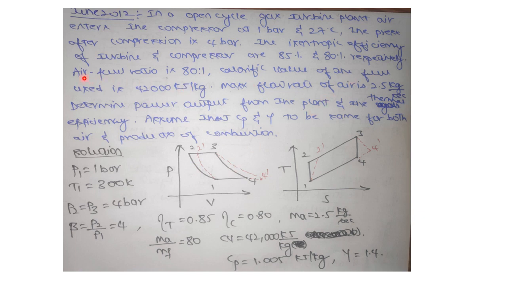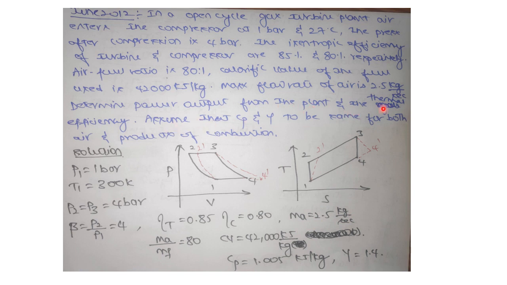Air to fuel ratio is 80:1. This is very important. Mass flow rate of air divided by mass flow rate of fuel is given as 80, and we shall see how it will be useful for the calculation. Calorific value of the fuel is given, that is 42,000 kilojoules per kg. Mass flow rate of air, MA, is 2.5 kg per second. Determine the power output from the plant and the thermal efficiency.